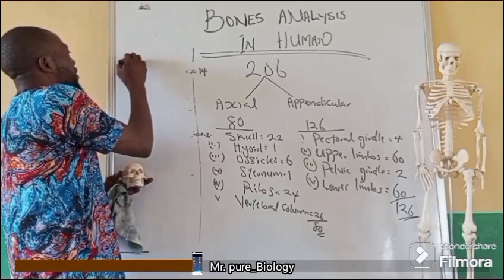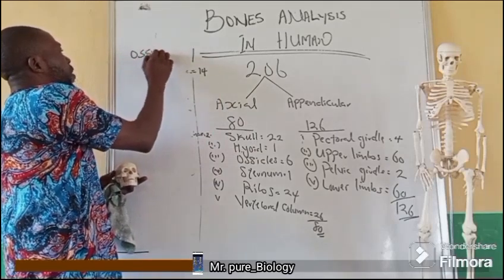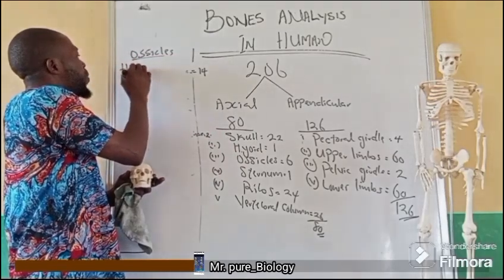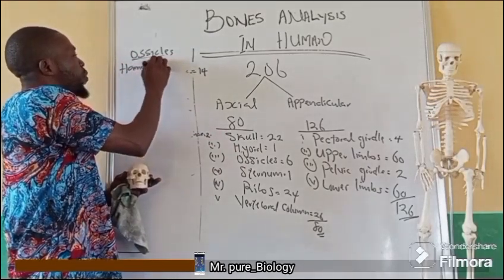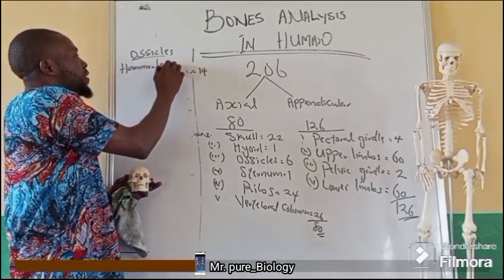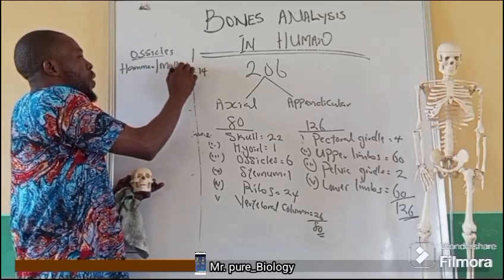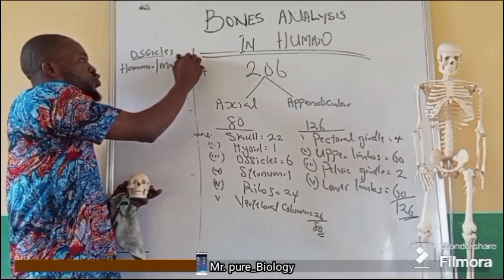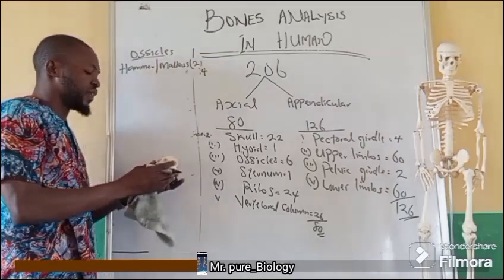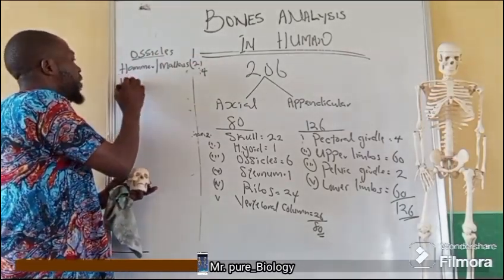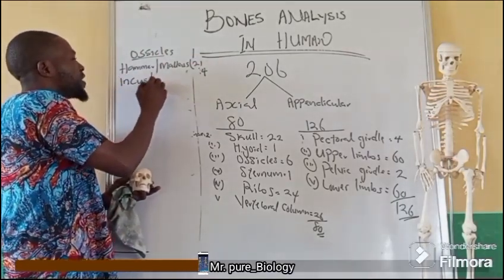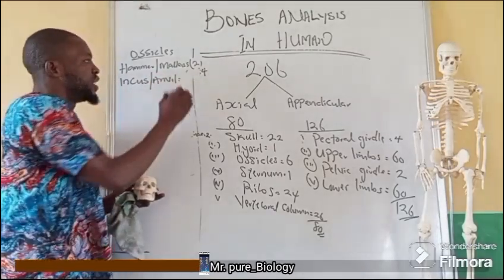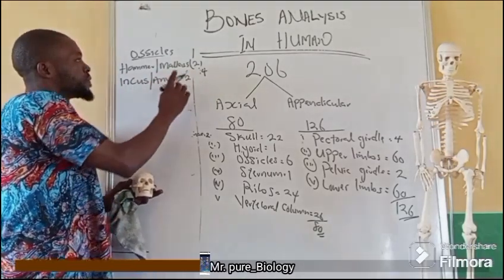The first one is what we call hammer, or we refer to it as malleus. Hammer or malleus is just 2 bones, one on each side of the head. Now we have incus. Incus, or we call it anvil. That is another name given to it, and it's also 2 bones.